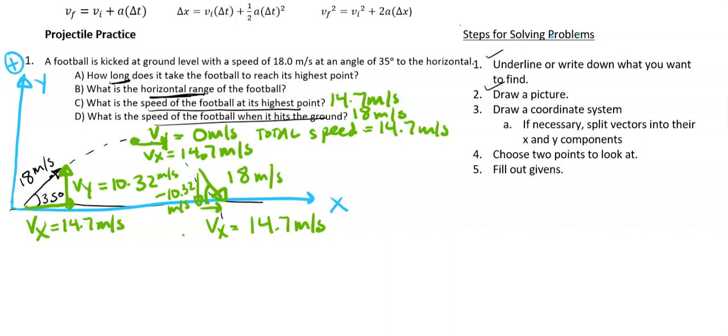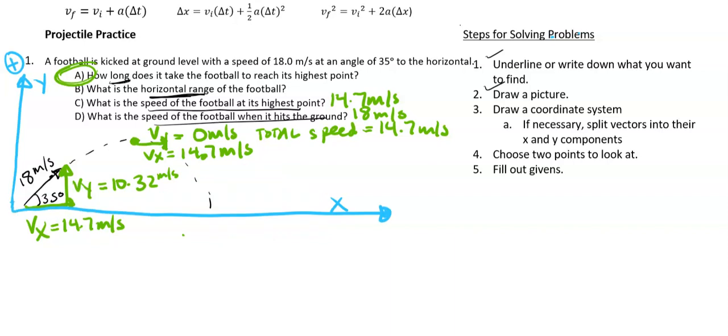But we just know total speed is 18 meters per second. Cool. So we're going to go ahead and look at A now. So just to tidy this up, I'm going to erase some other stuff that we have, but we'll look at A. Okay, so for A, we went ahead and we already drew our coordinate system splitting our vectors. Now let's choose 2 points to look at. So I want to find how long it takes until it reaches its highest point. So I'm going to go ahead and star or highlight my 2 points. Always make sure you're highlighting those 2 points, starring them, whatever you want.